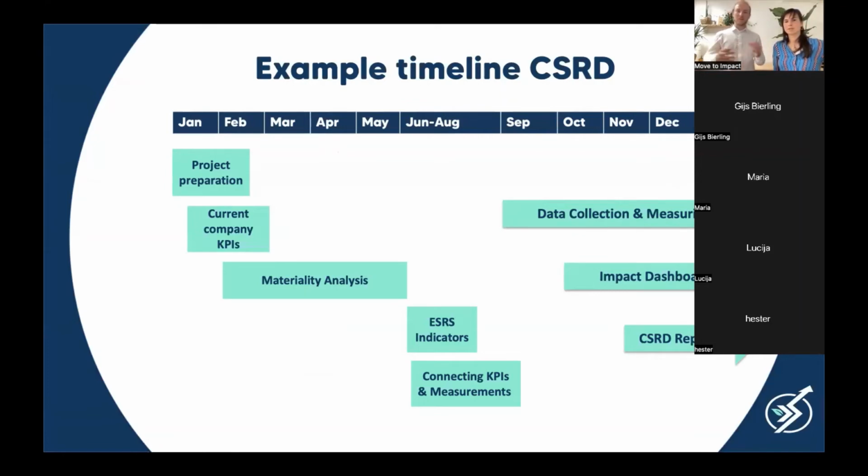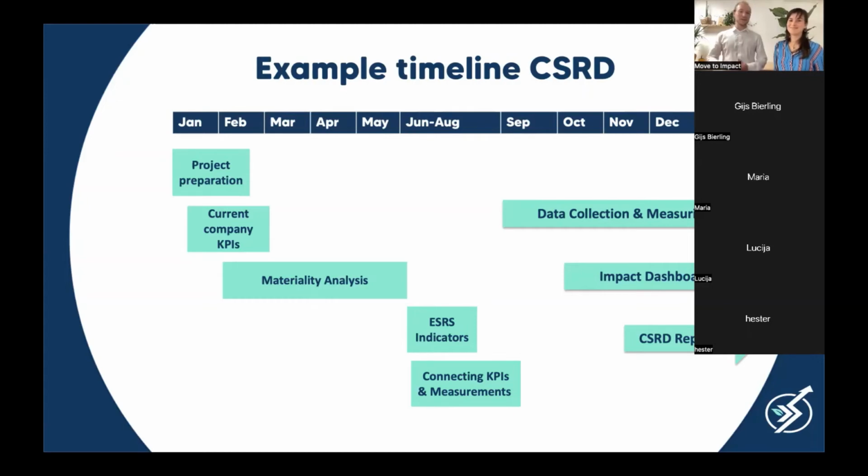Obviously, always things are going to happen, but this is one example timeline. At least a year. If everything is already really well automated in your data structure and you have already started putting some KPIs in there, then it's a year. Otherwise, it takes longer.